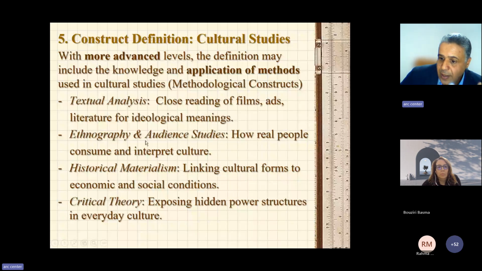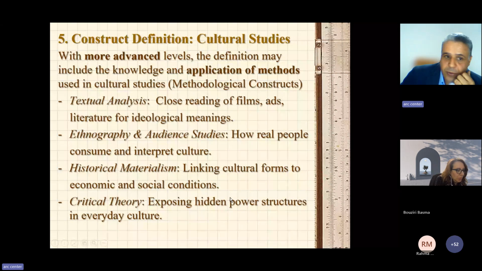We focus on, you see, the definition of the construct varies depending on the level that we are teaching and basically the rationale or the reason behind the teaching. Historical materialism, linking cultural forms to economic and social conditions; critical theory, for example, exposing hidden powers and talking about the structures and systems that are dominating the world, and how the dominant cultures operate, and we talk also about the subordinate cultures.